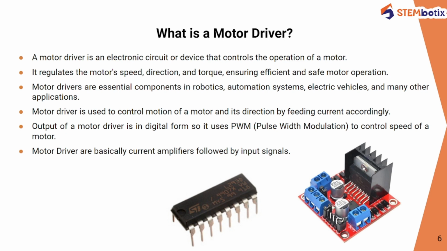These motor drivers are used to control the motion of a motor and its direction by feeding the current accordingly. The output of a motor driver is in digital form, so it uses PWM, which is pulse width modulation, to control the speed of a motor. Motor drivers are basically current amplifiers that follow input signals. These are the basics about motor drivers, which are used to control the operation of a motor.